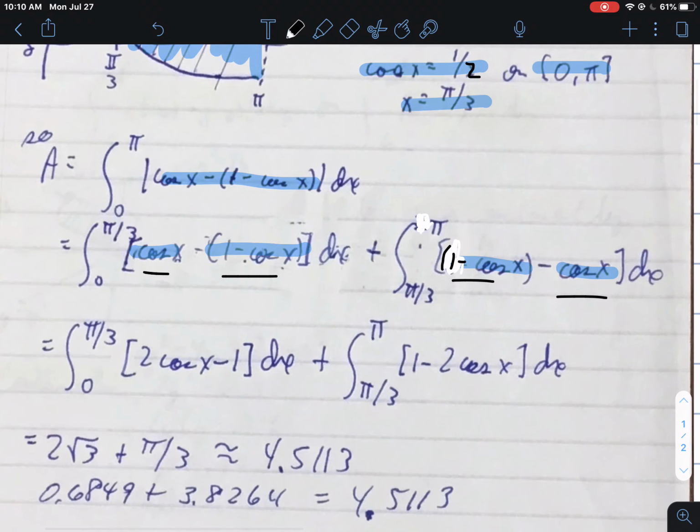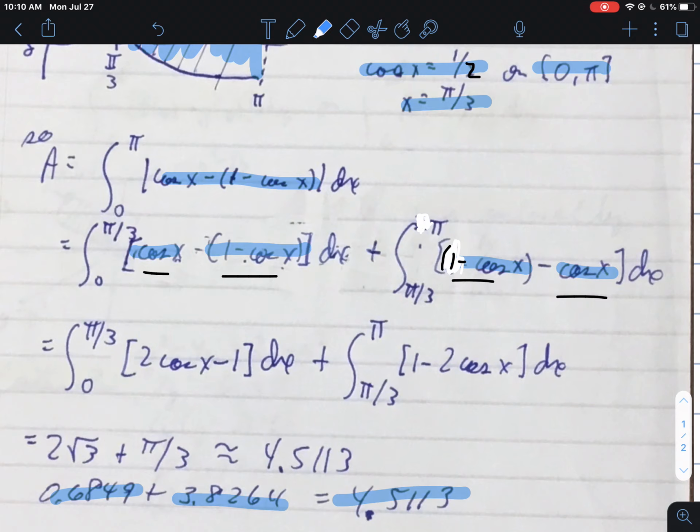And again, I did exact calculations and I also did an approximation, but you will have to approximate each integral. First one approximately 0.6849, second one approximately 3.8264, for a total approximation of approximately 4.5113. Okay? But like I said, my main concern here is just the setup of the integral. I trust you can plug that into the calculator and do an approximation on the integral. It's all about getting the integral set up.